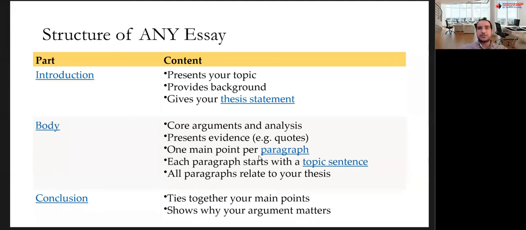All paragraphs should be related to the thesis, because this will ensure that you have unity. Make sure that your sentences and your ideas are connected, so it's coherent and there is cohesion in the whole thing. The conclusion ties together your main points, and then you show why your argument matters. Okay, so far so good.